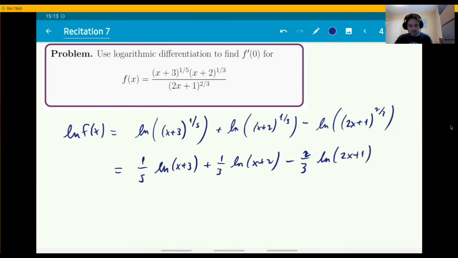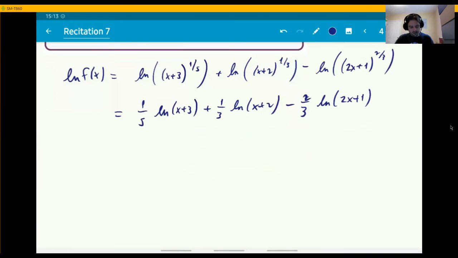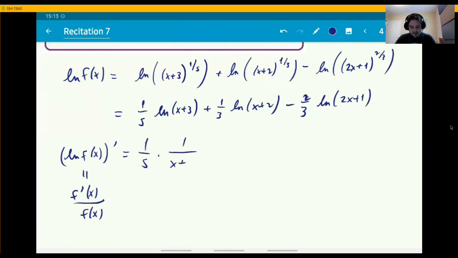Now taking a derivative is much easier in here. The derivative of ln of f of x is, on the one hand, always f prime over f, but on the other hand, we differentiate the right side. How do you take the derivative of ln of x plus 3? Well, that's a chain rule. You do have an inner function, which is x plus 3. However, the derivative of that inner function is 1. So when you apply the chain rule here, first of all, you have this 1/5 in front, but after that, this is the derivative of the outer function, ln, which is 1 over the inner function.